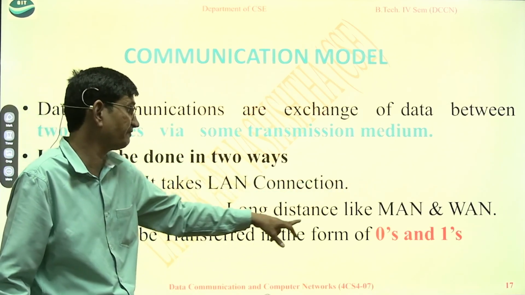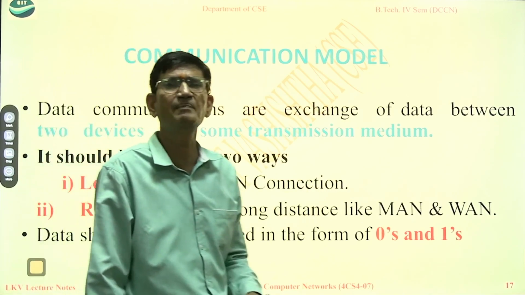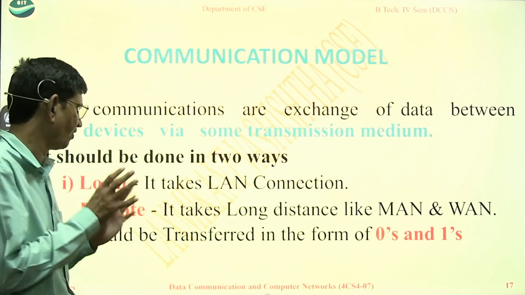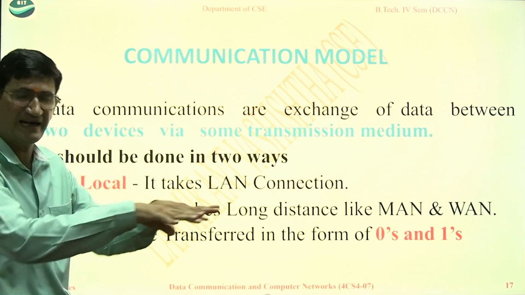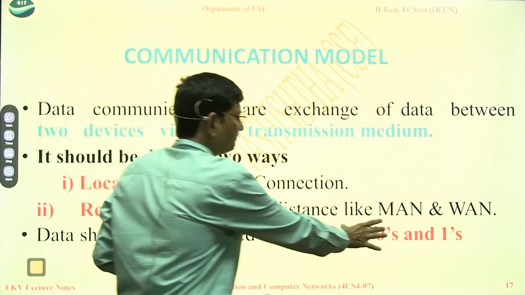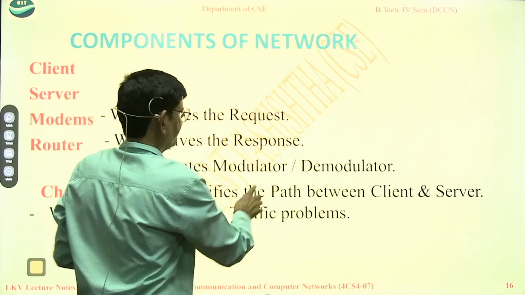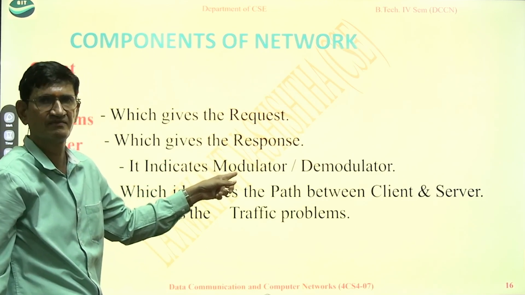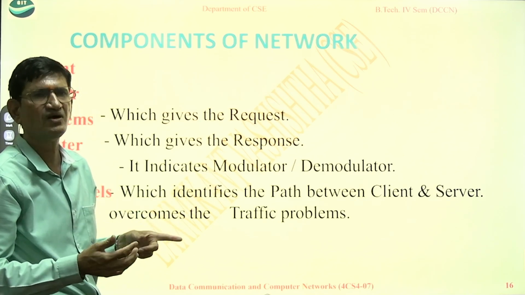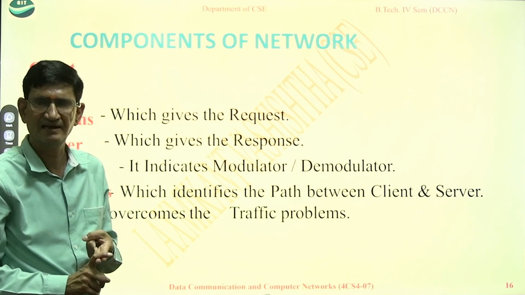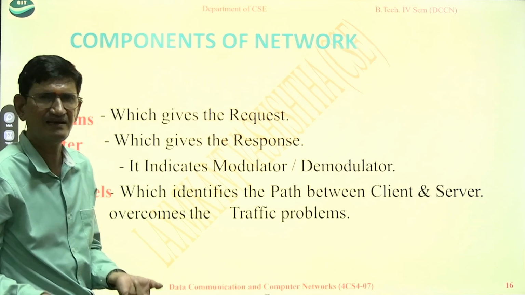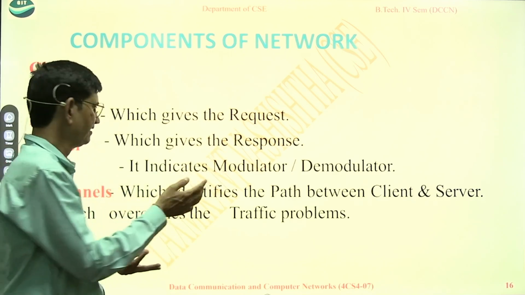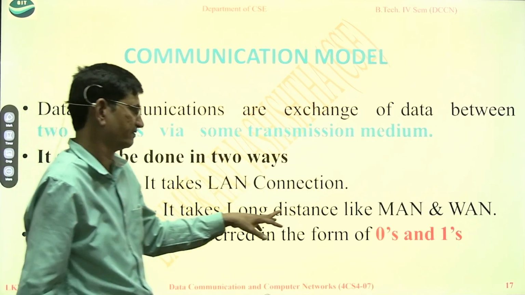Data should be transmitted in the form of zeros and ones. It is called binary. Only and only the data that is communicated within the network is in the form of 0s and 1s. The modulator demodulator we discussed earlier, that is the work to amplify the signals, because it may be analog, it may be digital, but we have to essentially boost it up. So the router boosts up the things. 0 and 1.